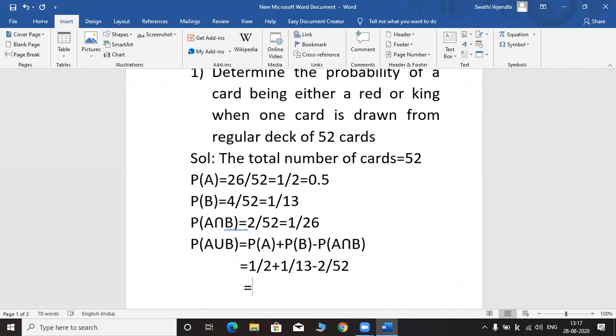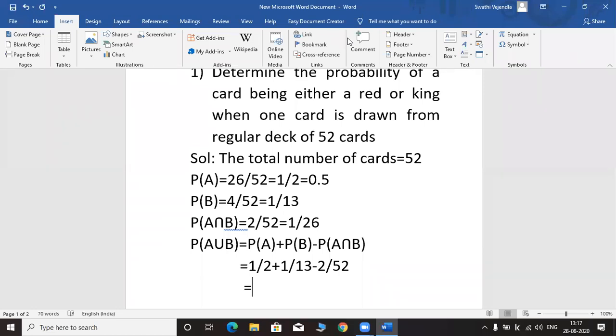Okay, all of you read the problem once. Determine the probability of a card being either a red or king card when one card is drawn from a regular deck of 52 cards. Either a red or a king means you have to take the union of the two events A and B. Here event A is drawing a red card, and event B is drawing a king card from the regular deck of 52 cards.